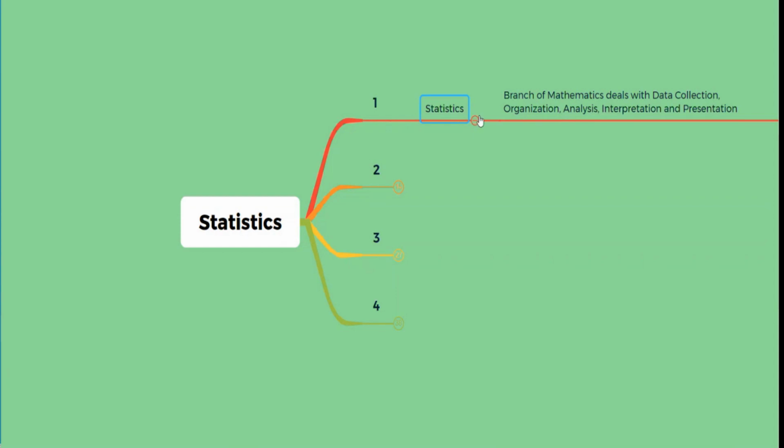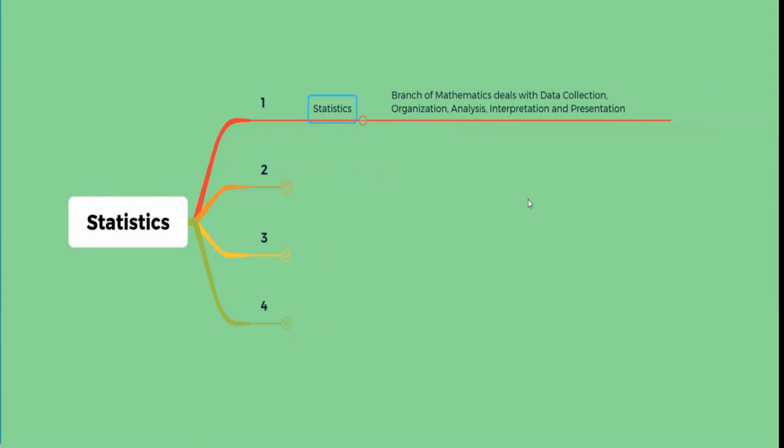It is a branch of mathematics which is mainly used for data collection, organization, analysis, interpretation, and then presentation. Most of the data we are going to deal with in data analysis, we have to collect and organize, and we have to analyze it to get some insight out of it. Finally, we have to make it into presentable data. All these things can be done in statistics.